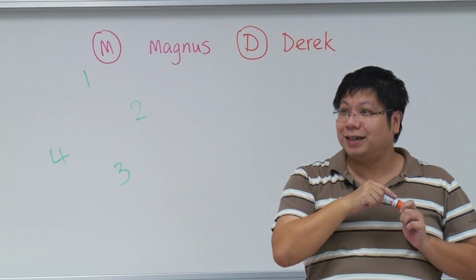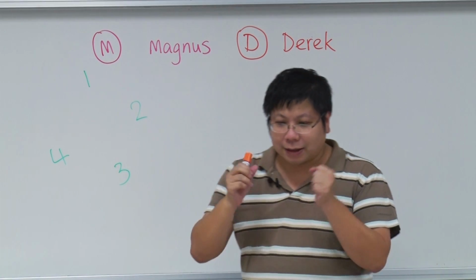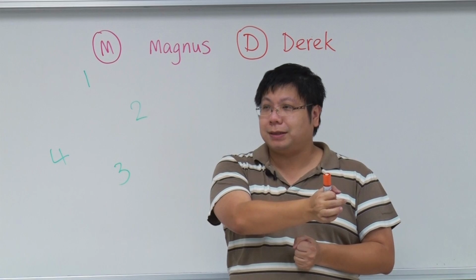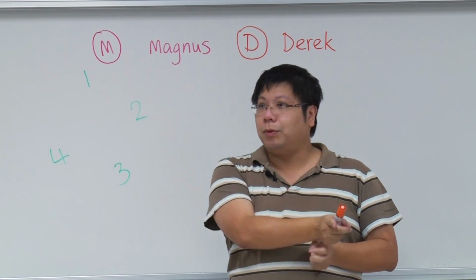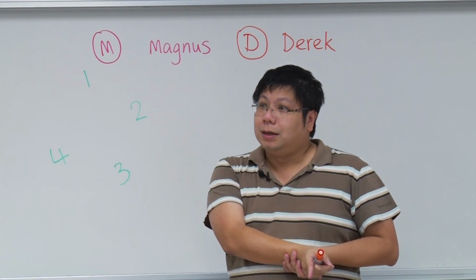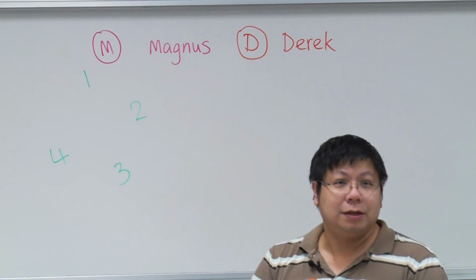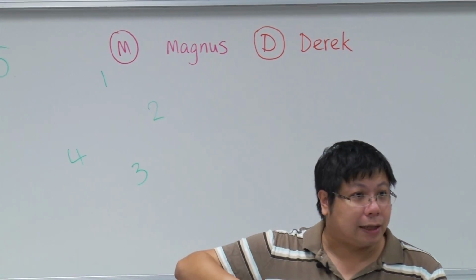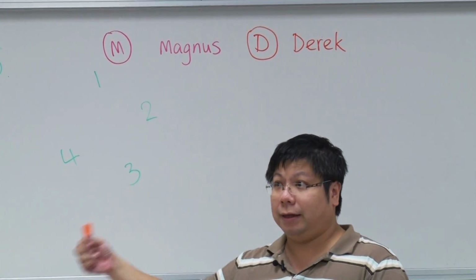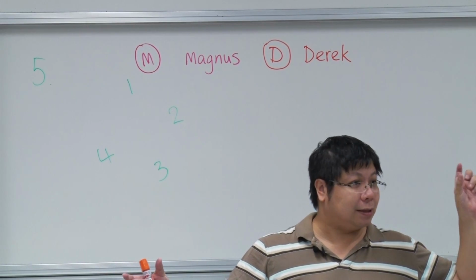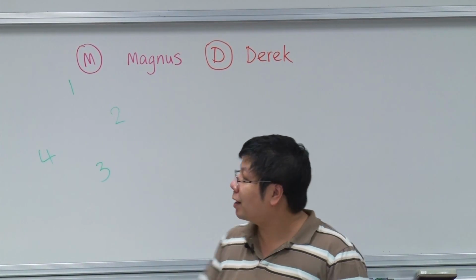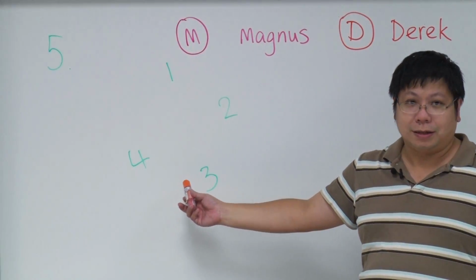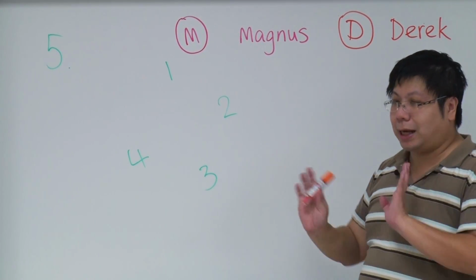Okay? So Magnus starts at a location, and first declares how many steps he wants to move. Then Derek says whether you move clockwise or anti-clockwise. After that, Magnus moves to a new position, and declares another number of steps again, and Derek decides the direction. So Magnus decides the magnitude, and Derek decides the direction.